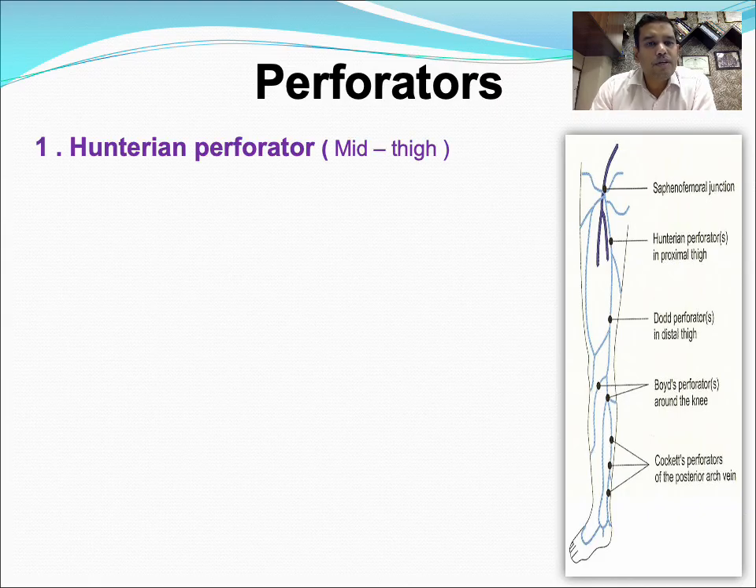There are as many as 20 to 30 perforators in your lower limb. They have variable positions and locations, but there are a few named perforators which are constant in their position.